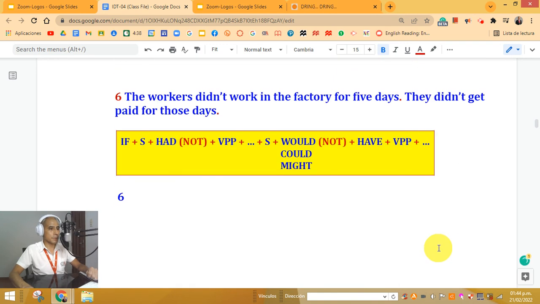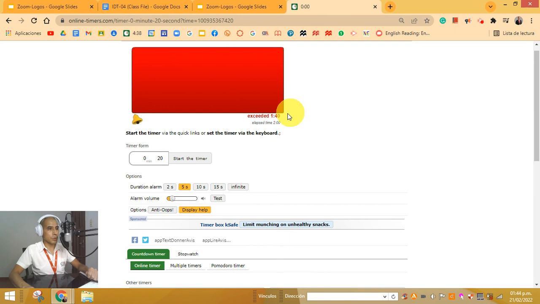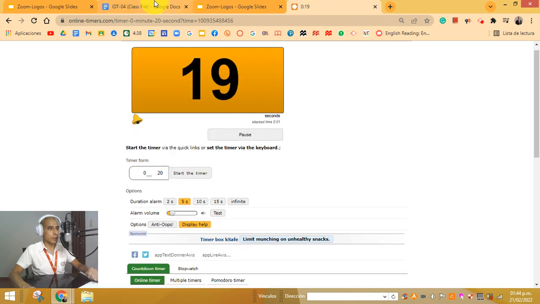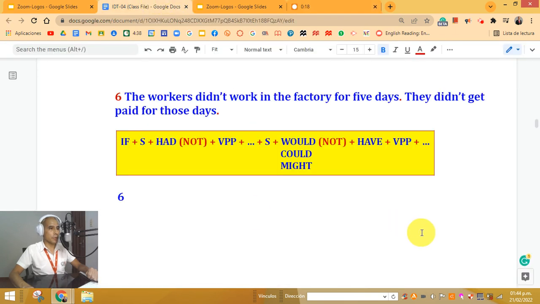Okay, now we are ready with number 5. Let's continue with number 6. The same procedure. I'm going to give you 20 seconds. Read it very carefully. Remember that you have to identify the conditional, the if clause and the result clause. Second, remember that you have to check if it's in the negative. If it's negative, you change into positive. Now, if it's positive or affirmative, you change into a negative form. Time is up.